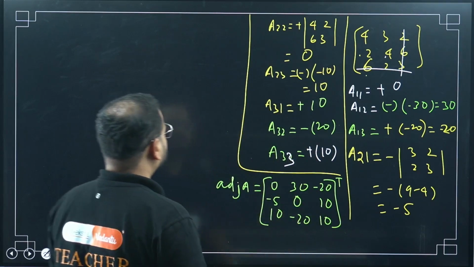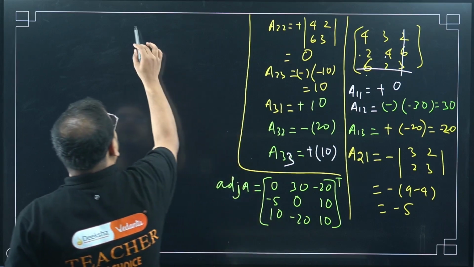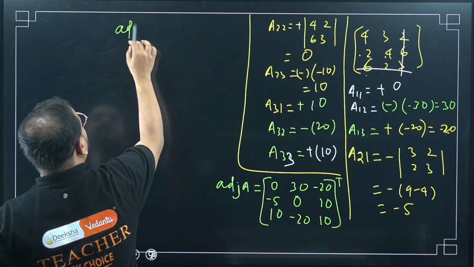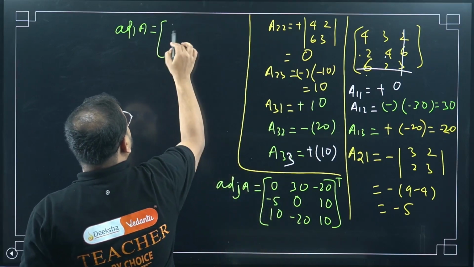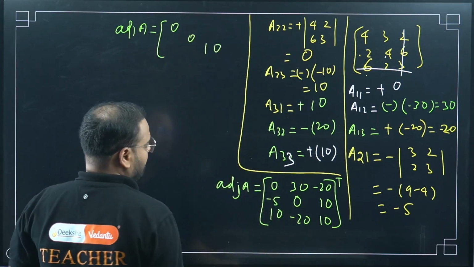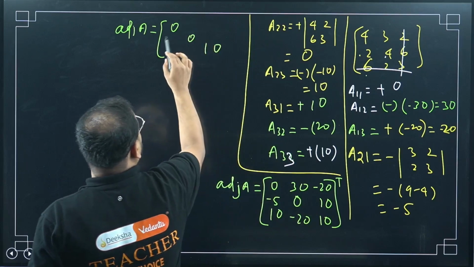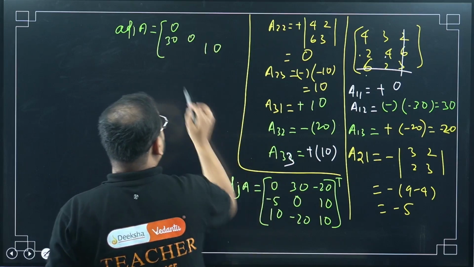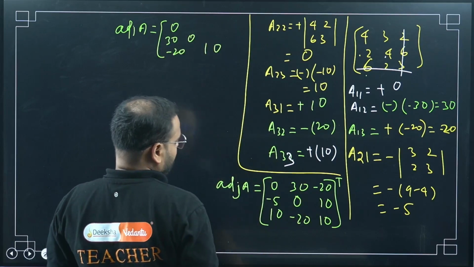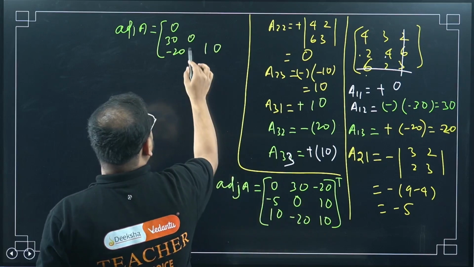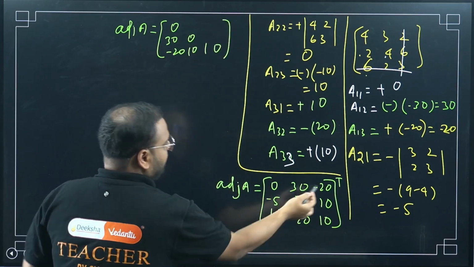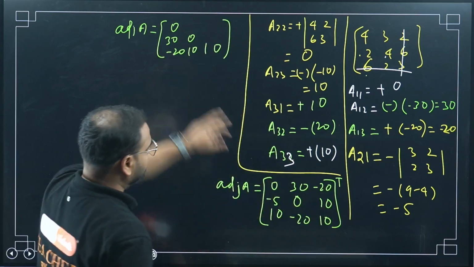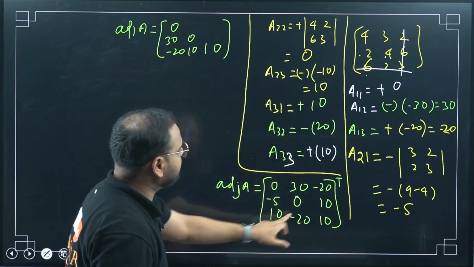So what is my adjoint going to be finally? I'll have adjoint of A as what? Check here. I'll write the diagonal as it is. So 0, 0, 10. Then 30 will come here, minus 20 will come here, and this 10 will come here. What is the movement? Please check. The upper 30, minus 20, 10 came down.